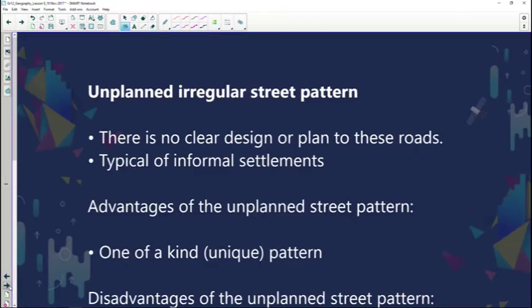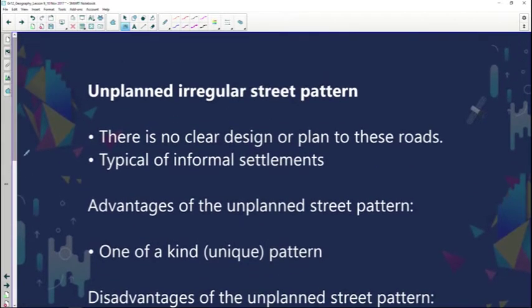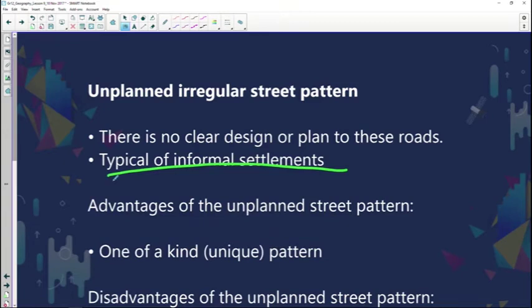Our last one is unplanned irregular street patterns. Now the reason why they develop is because it's when suburban areas or urban areas just develop over a very short period of time. Not a lot of thought went into developing street patterns because of the sudden increase of people and urban settlements that pop up. And that's the case of informal settlements over there.